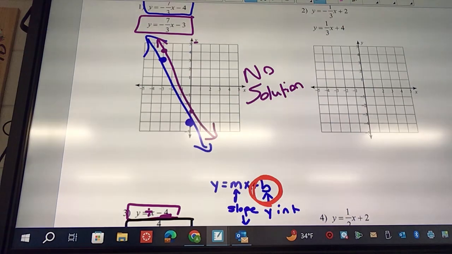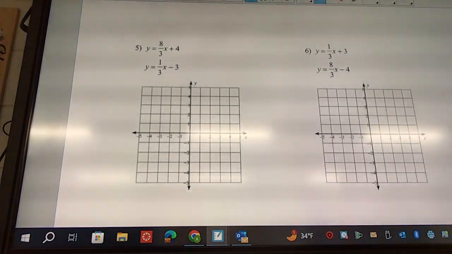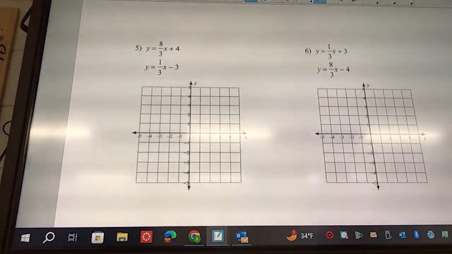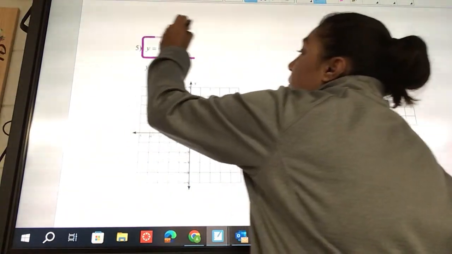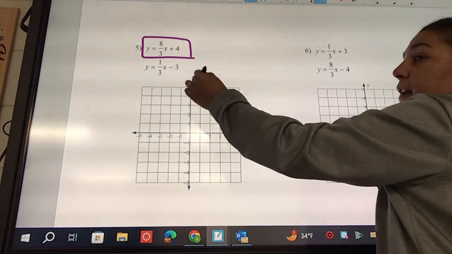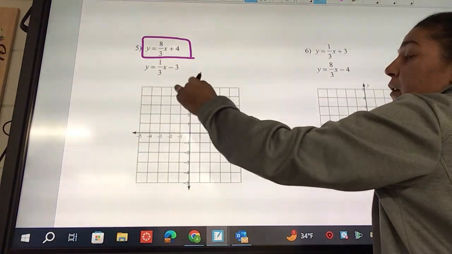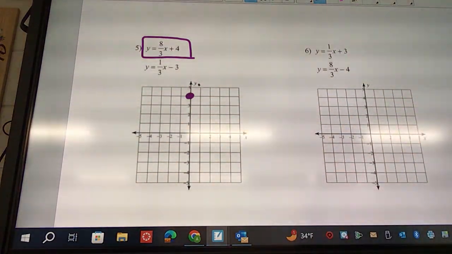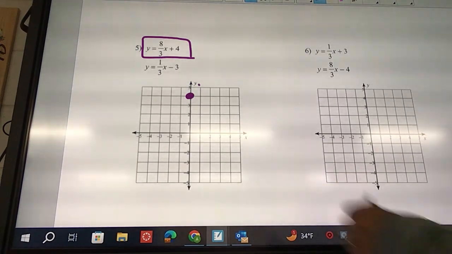Okay, go to number 5. Okay, we're looking at our first line. We're going to graph. Where does it start? At 4. So you're going to go to the Y line and go down to the +4 and put our dot. What is my slope? 8/3. Can I go up 8? I can't. So we're going to have to go down 8.